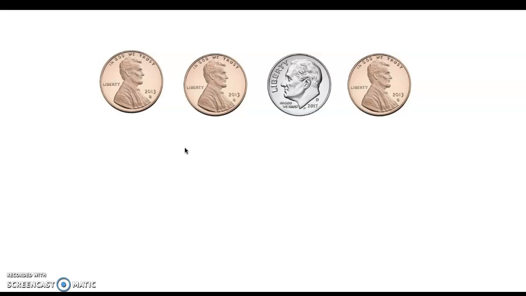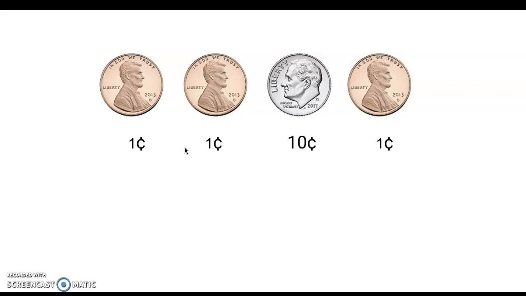So when I talk about greater, I talk about the bigger number. When I talk about least, I'm thinking about the smallest number. So which coin on my screen is worth the most? If you said dime, you are correct. The penny is worth 1 cent, so each penny is worth 1, and the dime is worth 10. So I need to start with putting the dime first in order.